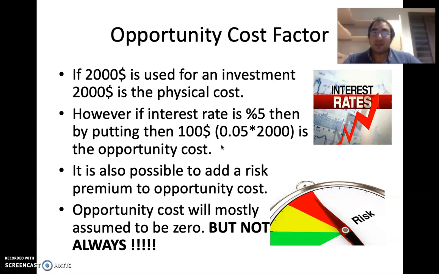And if I add a risk premium, for example, 2% risk premium, it should also be higher than physical costs, this opportunity cost created by the interest rate, plus also the risk premium. Opportunity cost is mostly assumed as zero, but at one point, actually, we will bring it back to explain the difference between the outcome of the perfect competition model and the real world cases. Anyway, let's continue.